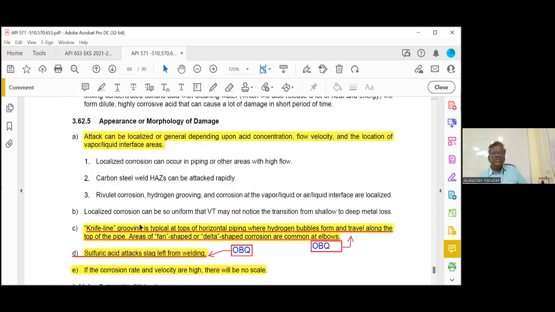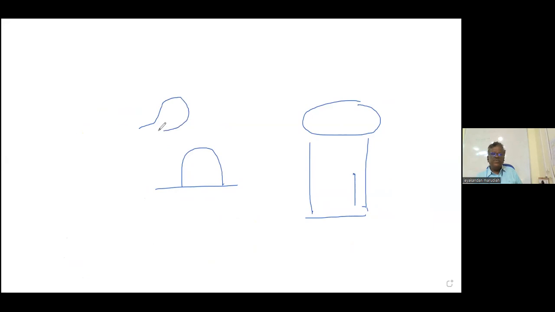How is the appearance? Knife line grooving is typical on top of horizontal piping where hydrogen bubbles form and travel along the pipe. Areas of fan-shaped, delta-shaped corrosion are common at the elbows. So delta-shaped means this, the fan-shaped, this shape, like a regular fan blade. It is a fan blade shape.